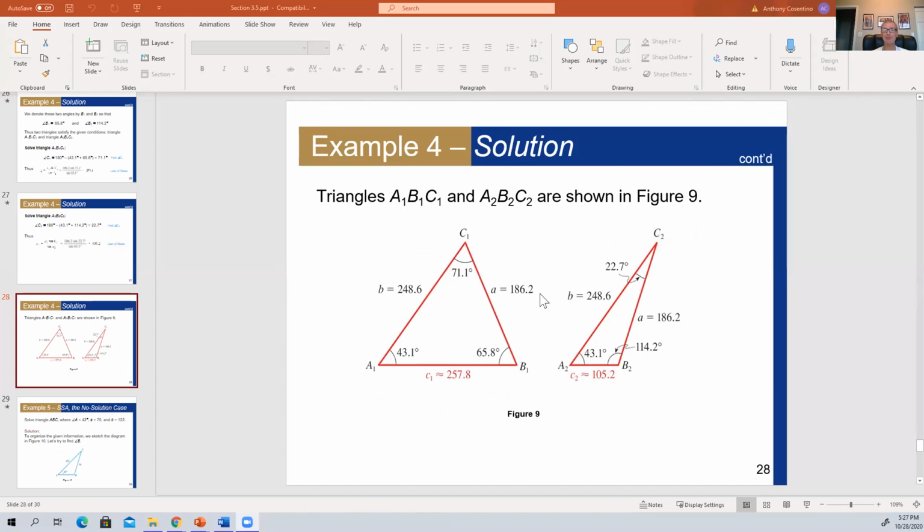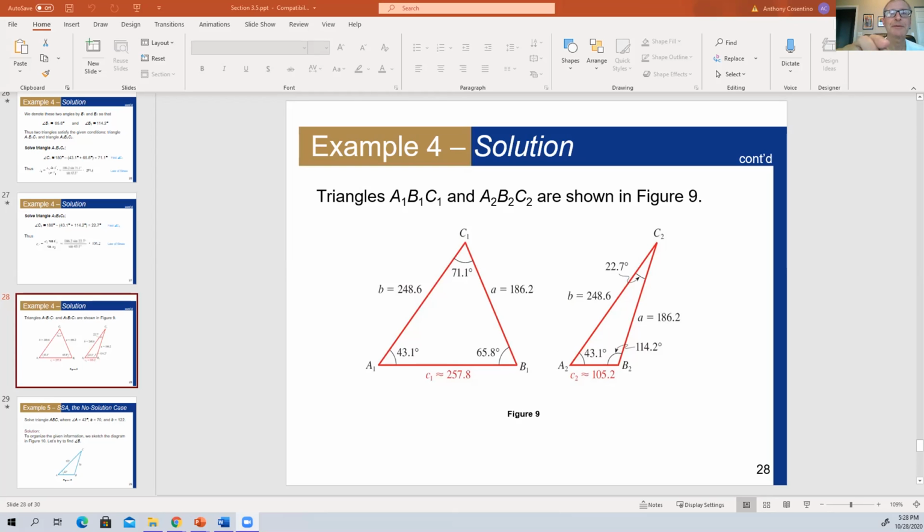And for those of you that have been watching these lectures, you can tell I'm not a very good drawer. But you could see here's our C1, right? Where B1 is less than 90. So you can see C is quite a bit bigger. And then you can see here where B is greater than 90, right? And you could see that the C2 angle is quite a bit smaller, which ends up that the C2 length is quite a bit smaller as well.